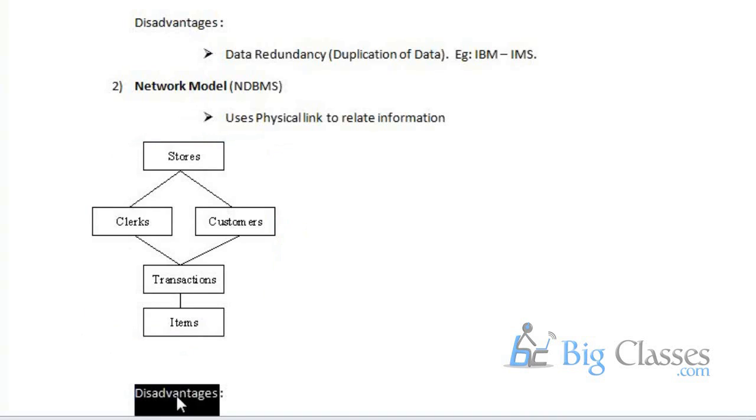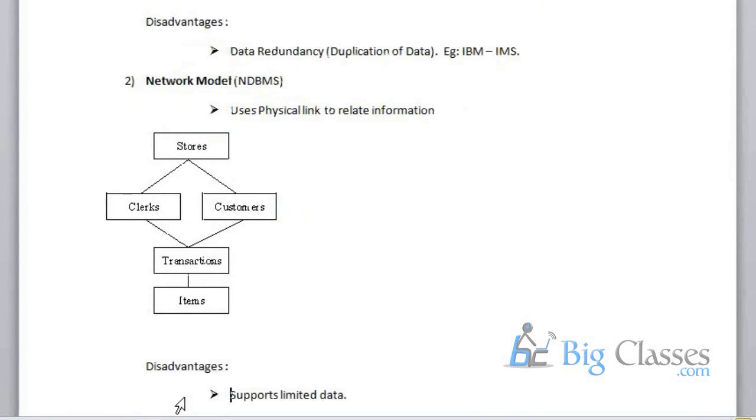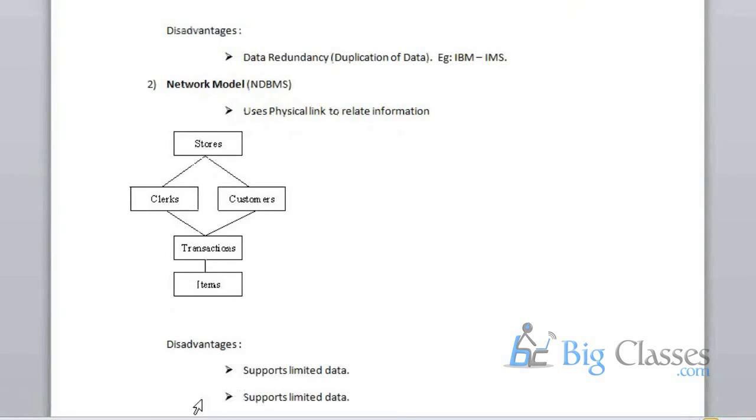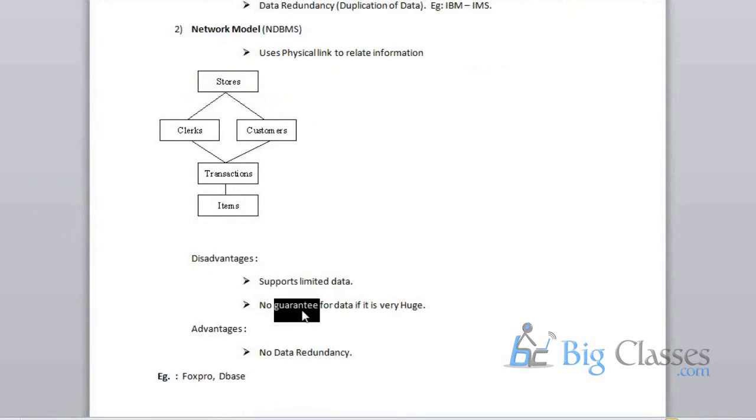So there are some disadvantages with this model also. That is, it supports limited data and there is no guarantee for data, it is very huge. Then the advantage is duplicacy is reduced. Examples, FoxPro and dBase are examples for this network model, and they are examples of database management system, DBMS. These are the older technologies.